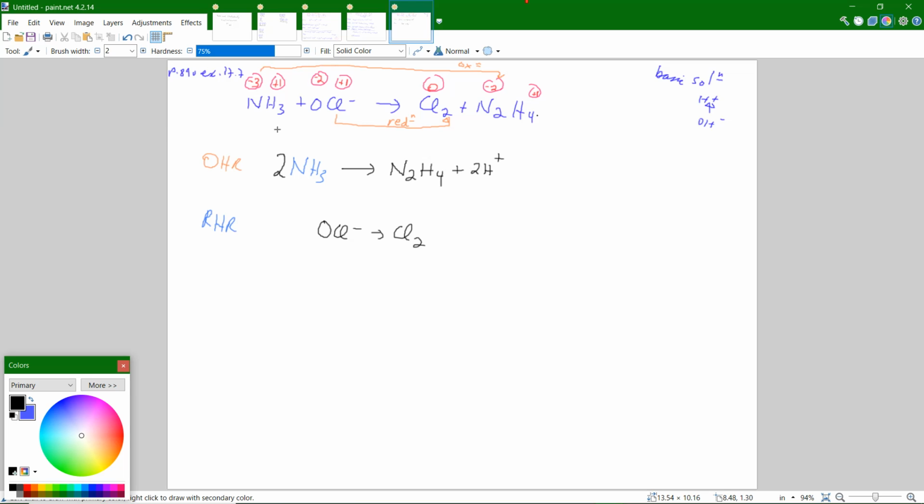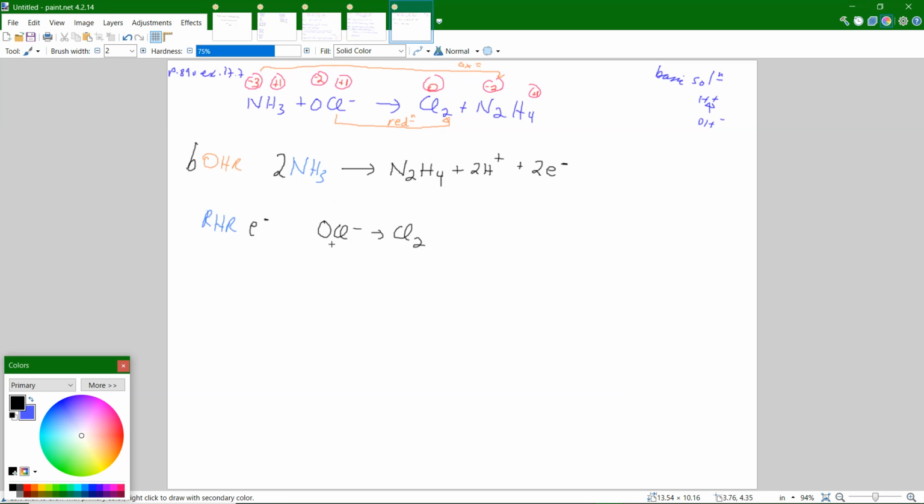Let's look at the reduction half reaction. OCl minus goes to Cl2. I know I'm going to need electrons over here. Oh no, I'm okay. I need 2 electrons on the right-hand side here, right? Oxidation has electrons on the right-hand side. Why was I going on the left-hand side? Maybe I'm doing this all on purpose to make sure you're awake. Okay, now we're balanced for the oxidation half reaction.